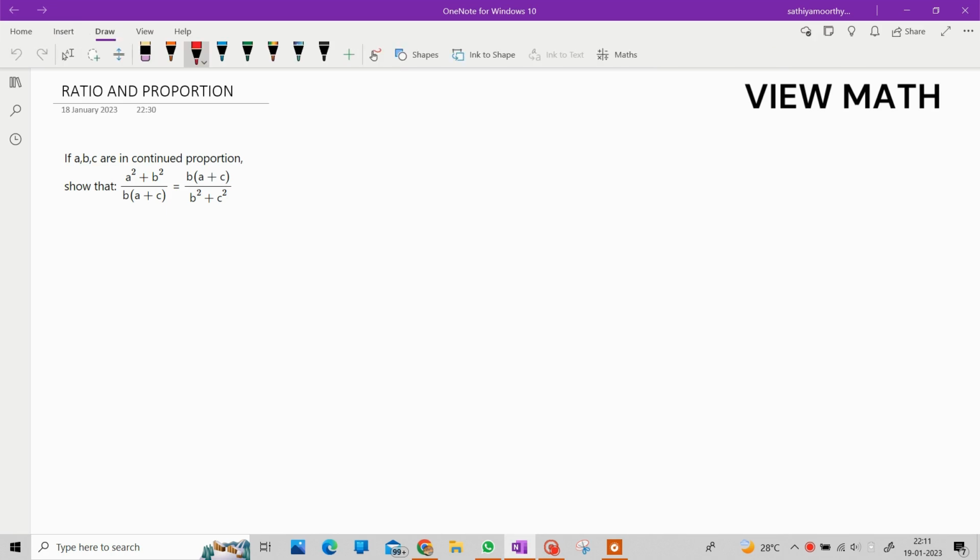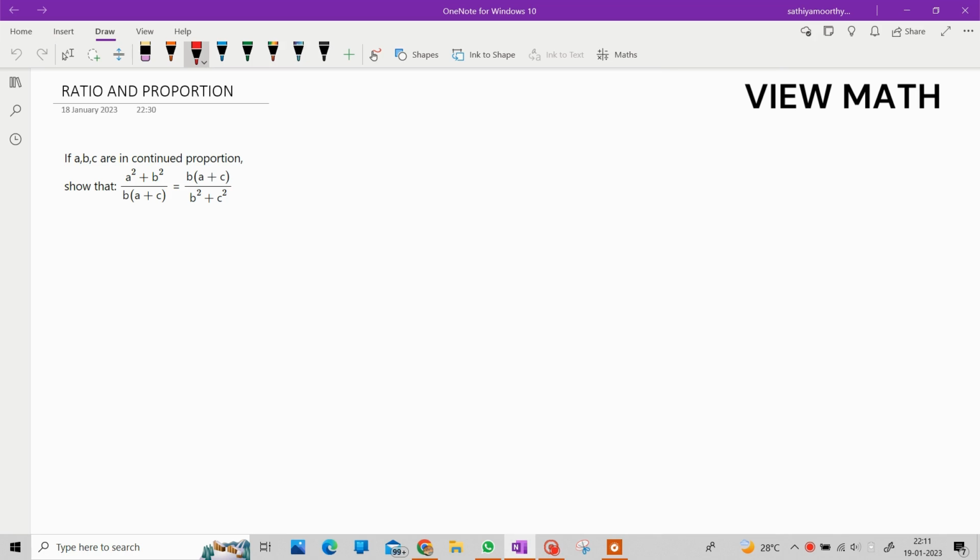Now let's see a problem. If a, b, c are in continued proportion, show that (a square plus b square) by b into (a plus c) is equal to b into (a plus c) by (b square plus c square).